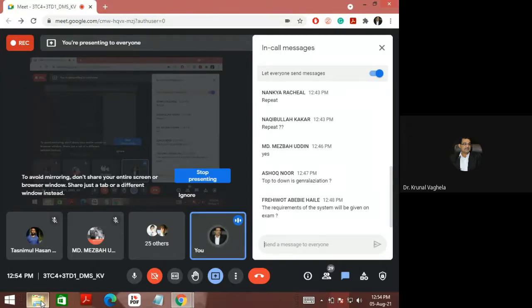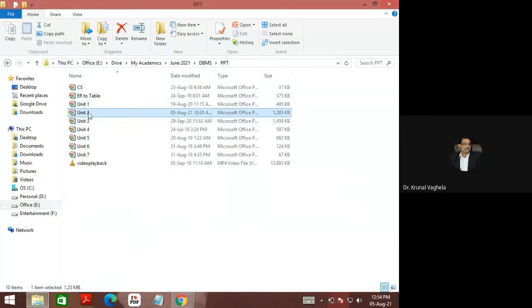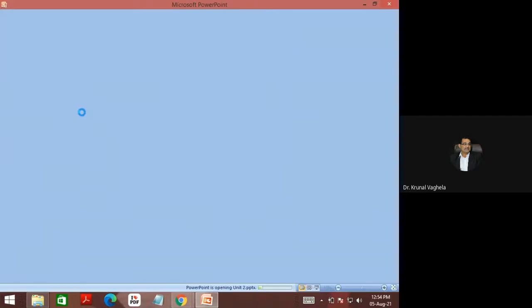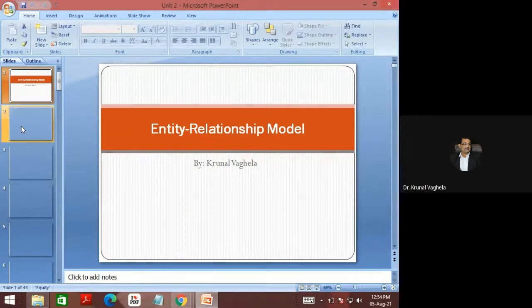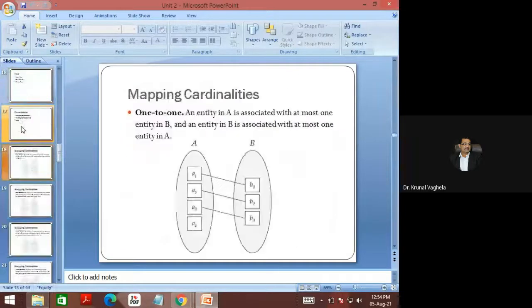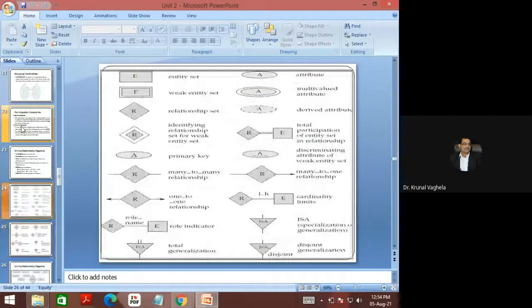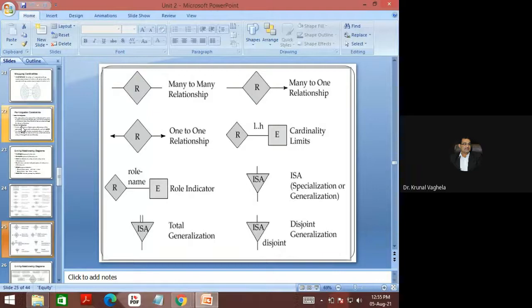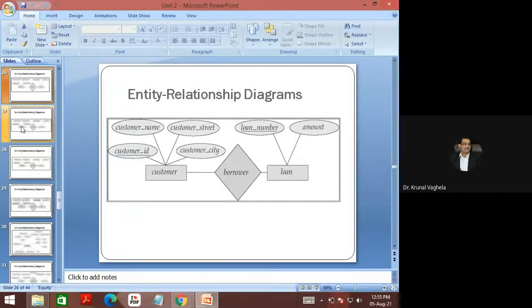You want to see the diagram, right? Which diagram do you want? Bank. All the shapes. Everything is given in the book. This is not my content.